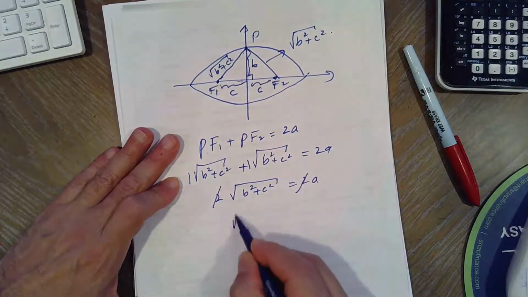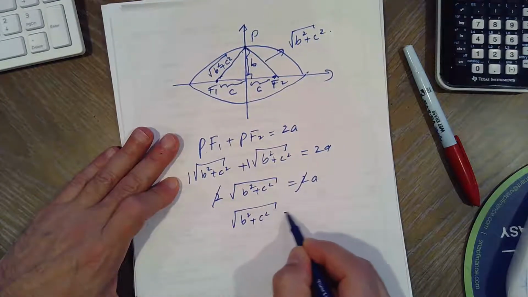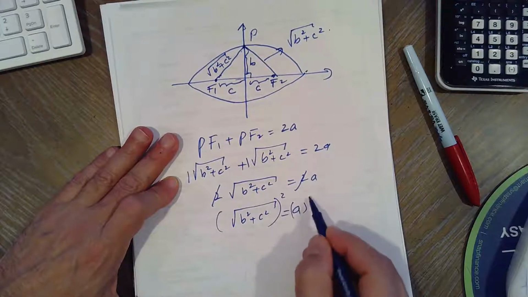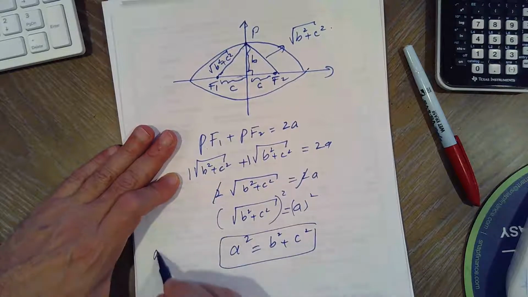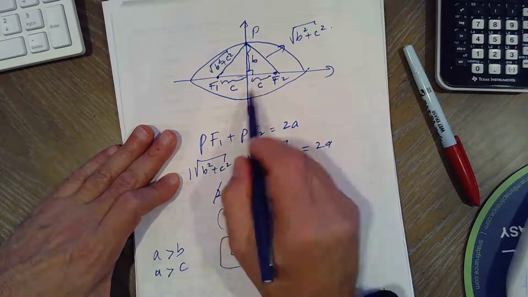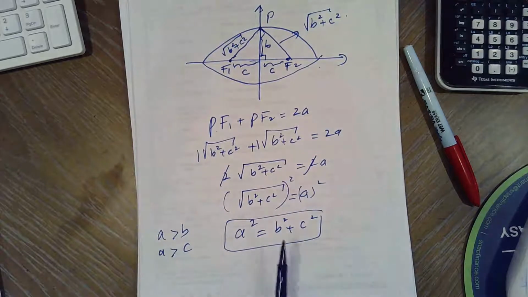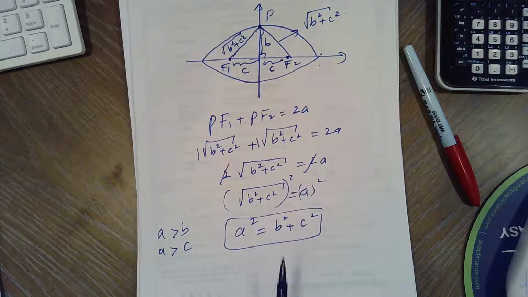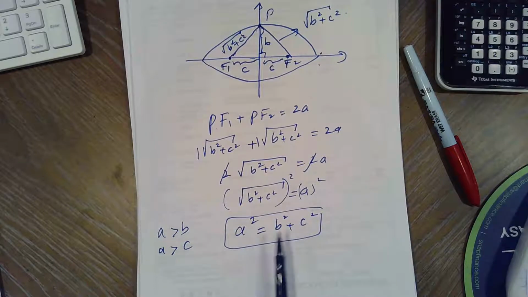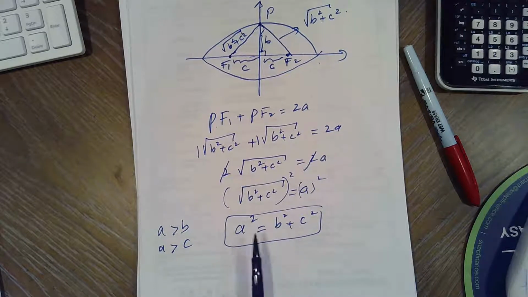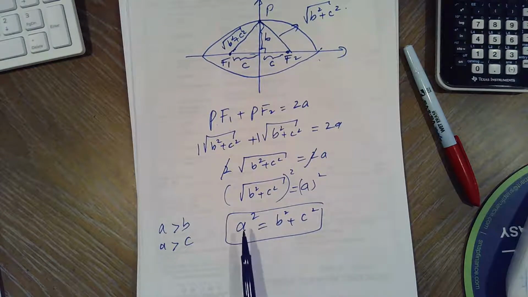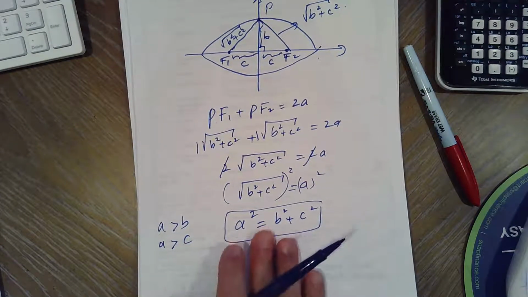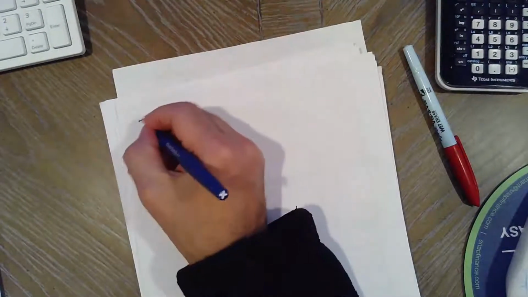So divide by 2. Square, and you can see a squared equals b squared plus c squared. So a is bigger than b, and it's also bigger than c, as you can see from the graph. So this is the formula we will need a lot when we're doing ellipses, because sometimes we're given b and a, we need c. Sometimes we're given b and c, we need a. So this is like the Pythagorean theorem, but it's a squared that equals b squared plus c squared.